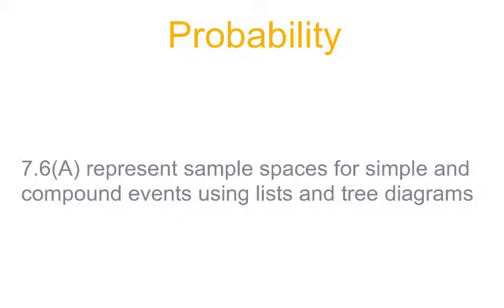Today we will be doing 7.6a, which is to represent sample spaces for simple and compound events using lists and tree diagrams. So, I know we were having a little bit of trouble last week with probabilities, so today we're going to take it real slow. We're going to just be listing out the possible outcomes we can get, right? So if we're doing an experiment, we want to know all the options that we have, okay? That way it's easier for us to calculate our odds.